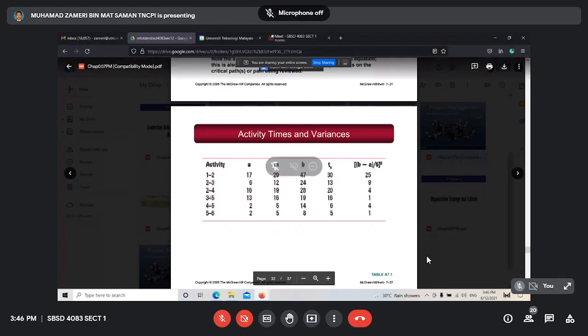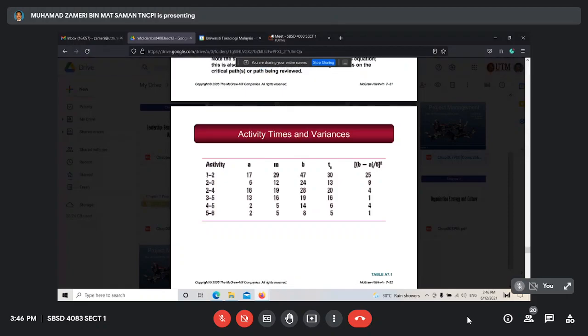Okay, example. This is activity 1 to 2, 2 to 3. That means from activity 1 to activity 2. Let's say, if you are not confused, just put A, B, C, D, E, F. If you have the printed slide with you, please change: 1 to 2 is activity A, 2 to 3 activity B, 3 to 4 activity C, 2 to 4 activity C, 3 to 5 activity D, E, and F.